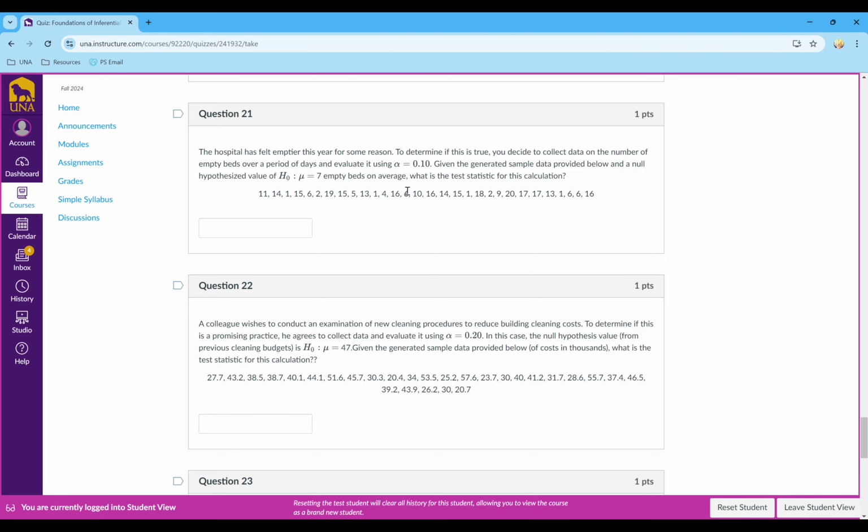All right, the hospital felt emptier this year for some reason. Generate null. What's the test statistic for this calculation? Okay, so now I need to figure out how to make the test statistic. And so for this, again, I'm going to go back to my Excel video. It's because I just want to make sure I'm doing this in the same way we did in class. And for you, you probably want to make sure that you're calculating it correctly using our analytic tool for this course, Excel.